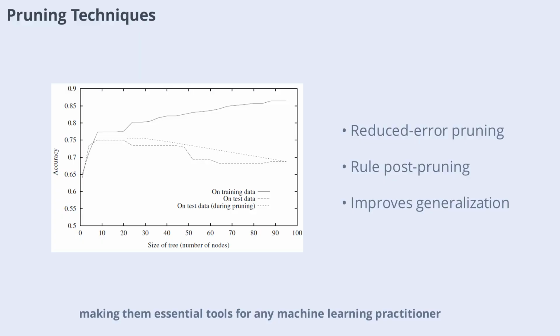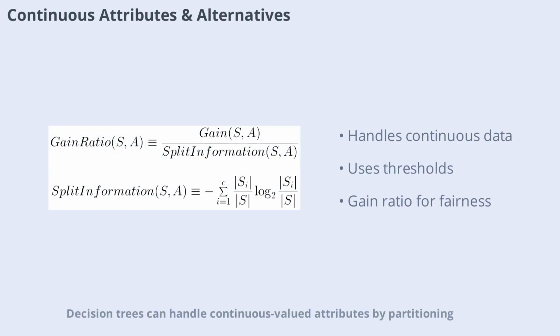Decision trees can handle continuous valued attributes by partitioning them into intervals or using thresholds for splitting nodes. For example, temperature can be split into ranges like high, medium, and low, or by using a threshold such as temperature 54. Additionally, alternative measures like gain ratio can be used instead of information gain to prevent attributes with many values from dominating the splits. These enhancements make decision trees versatile for a wide range of data types.